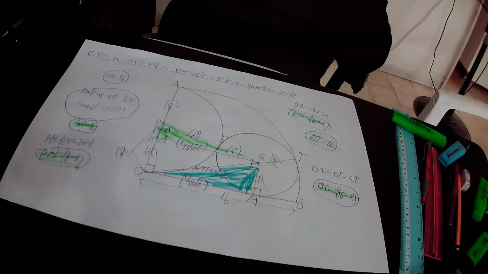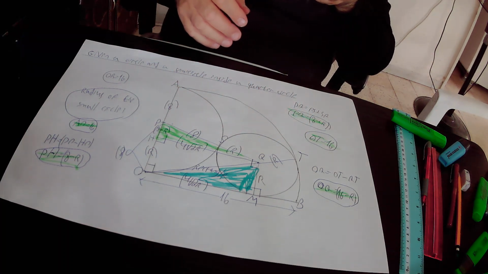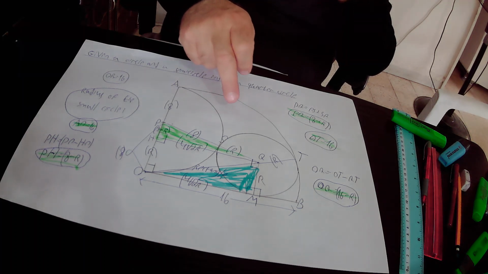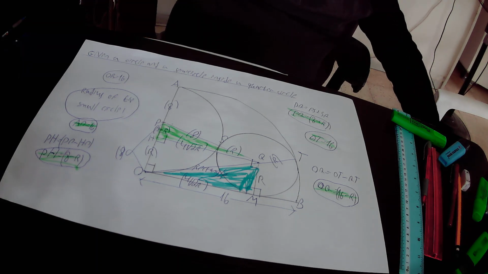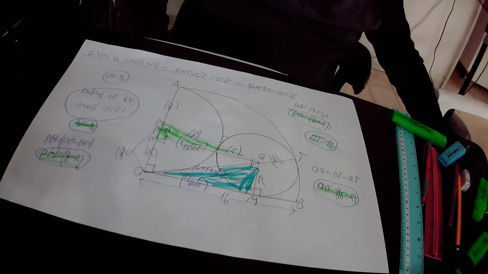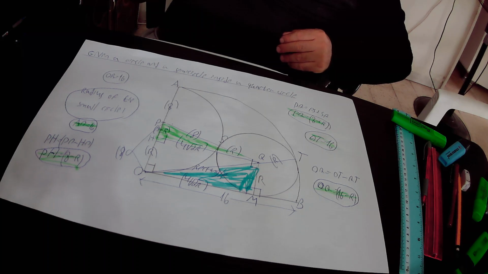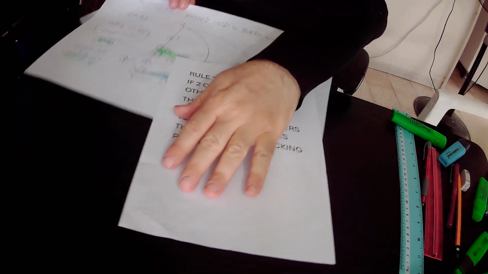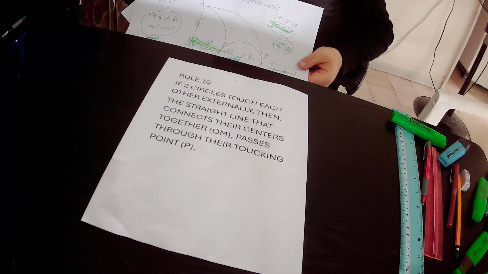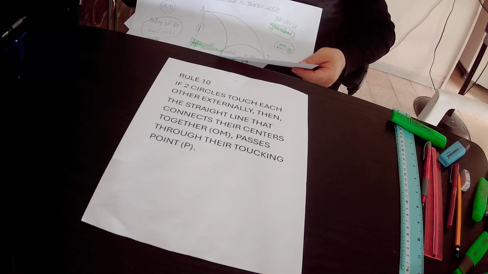So here we have an external touch between the semicircle and this small circle, that is to say, they are touching each other externally at point S. And whenever you have an external touch between 2 circles, you can implement rule 10. According to rule 10, if 2 circles touch each other externally, then the straight line that connects their centers together passes through their touching point.